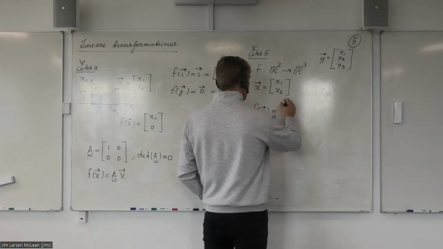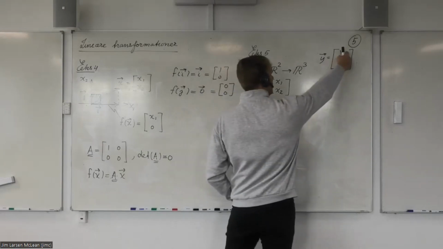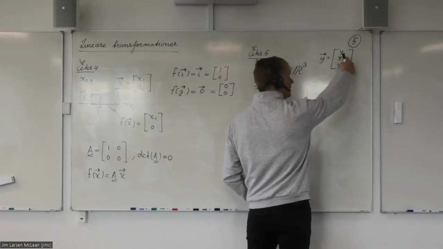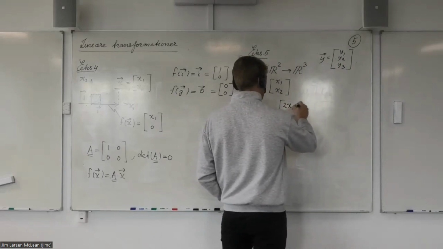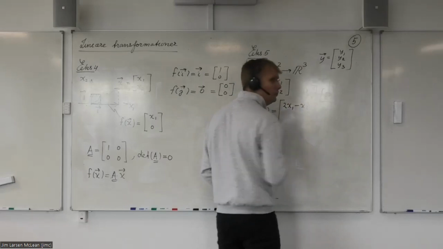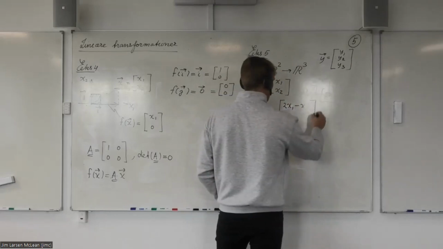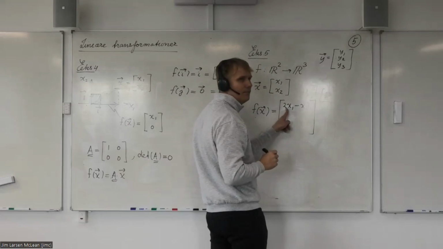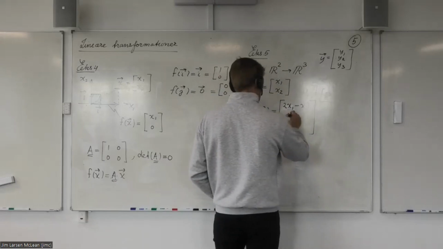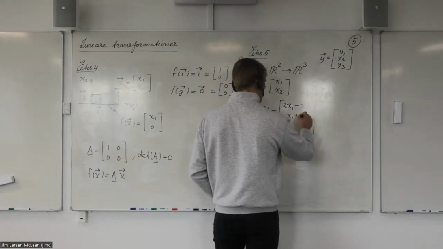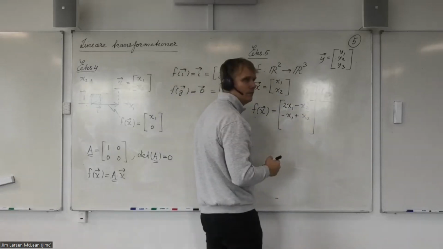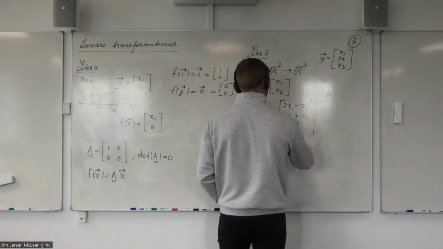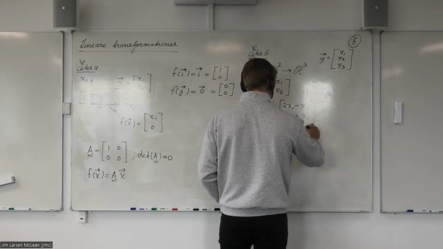I might need to come up with a way to generate y1, a way to generate y2, and a way to generate y3. So it could be 2 times x1 minus x2, and then I have a y1 coordinate. Remember, the only things I can do are multiply by numbers and add together. And here I might say minus x1 plus x2, and then I get y2. Then I just need to make one more. So here I can say 3 times x1 plus 4 times x2.